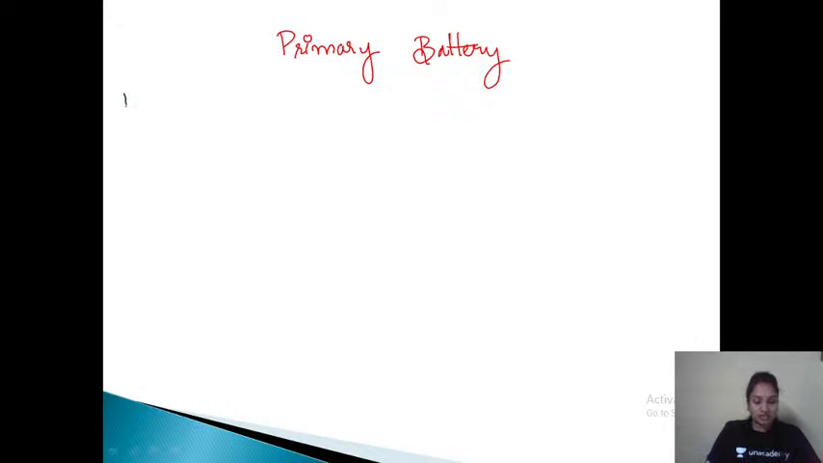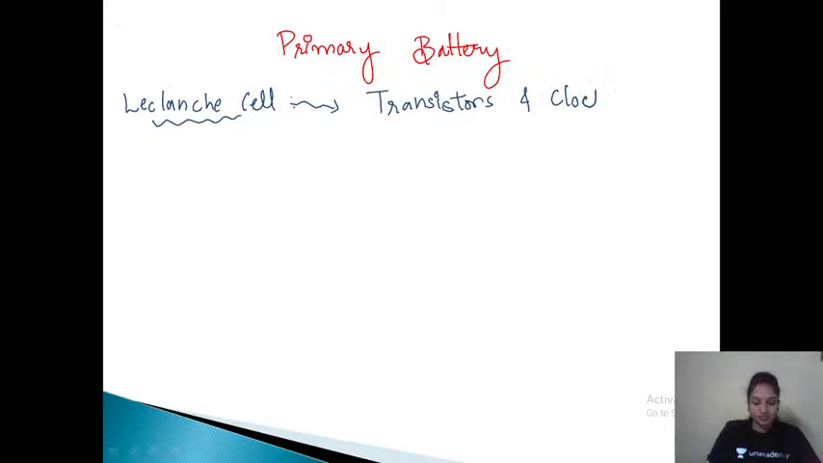It is named after the discoverer of this particular type of battery, the scientist Leclanche. So one example of primary batteries is the Leclanche cell, and it is commonly used in transistors and even clocks, wall clocks.